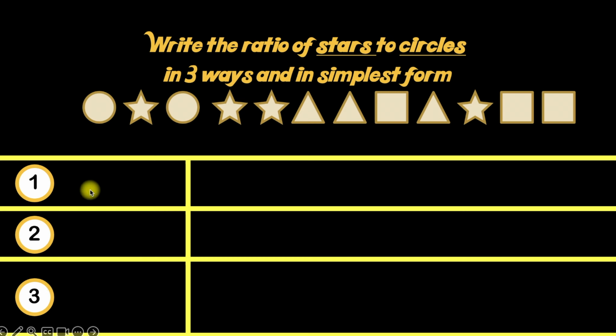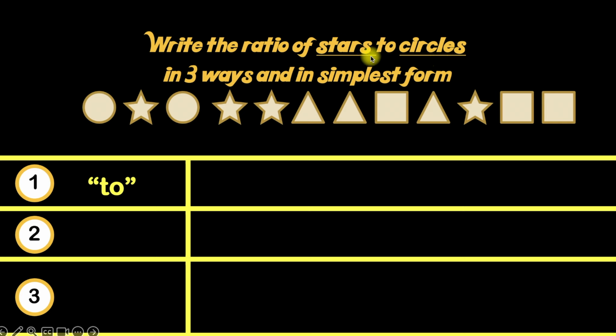Let's start with the first way, which is to use the word "to." "To" is the most important word when dealing with ratios, because a ratio is a comparison of two things, and that word "to" separates those two things. The first thing is before the word "to," and the second thing is after the word "to." And just so you know, those things are called terms.